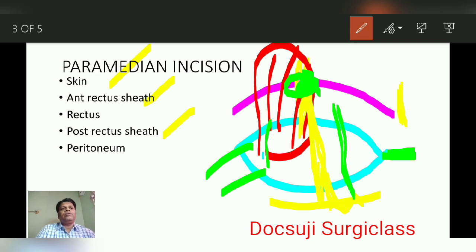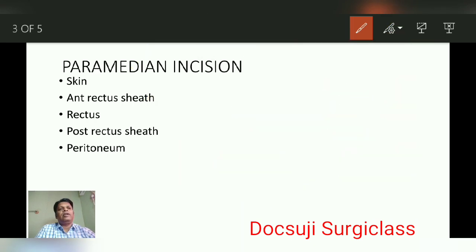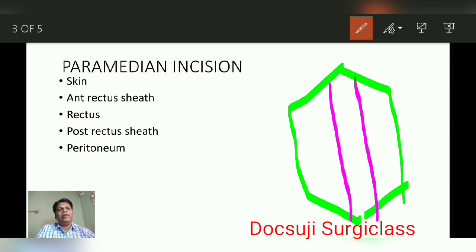It gives strength to the abdominal wall. Whereas if you do a midline vertical incision, there are more chances of herniation like ventral hernia and incisional hernia because of weakness of the abdominal wall. In paramedian incision the chances are very low. Depending upon the location you put a right or left paramedian incision, and it depends upon the underlying pathology.